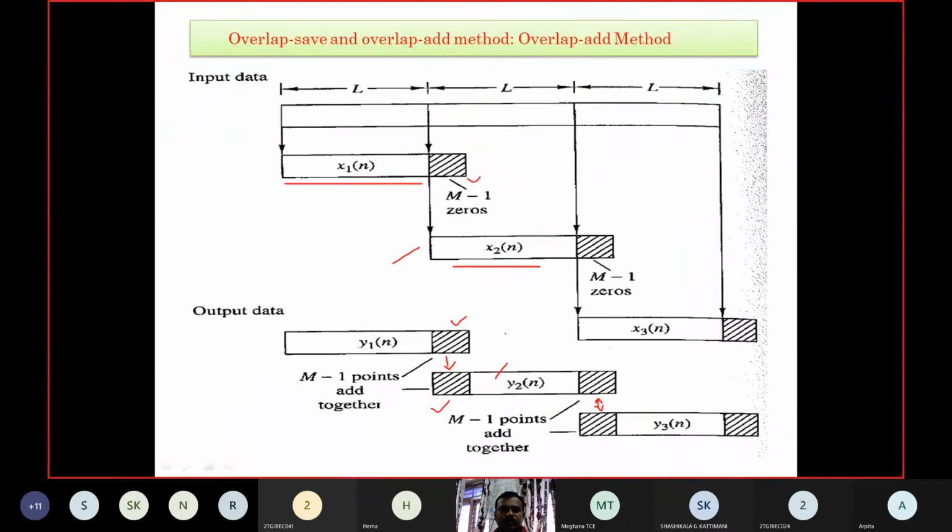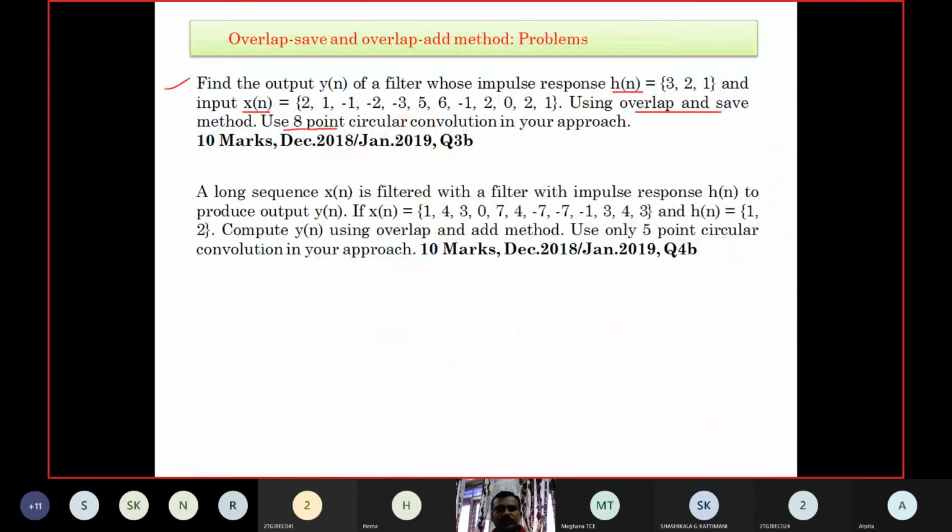If you want another, let's discuss another example. Here a long sequence x of n is filtered with a filter with impulse response h of n to produce output y of n. If x of n is this value and h of n is 1, 2, only 2 elements for h of n, compute y of n using the overlap and add method. Let us go for both the methods. Use only 5-point circular convolution in your approach.